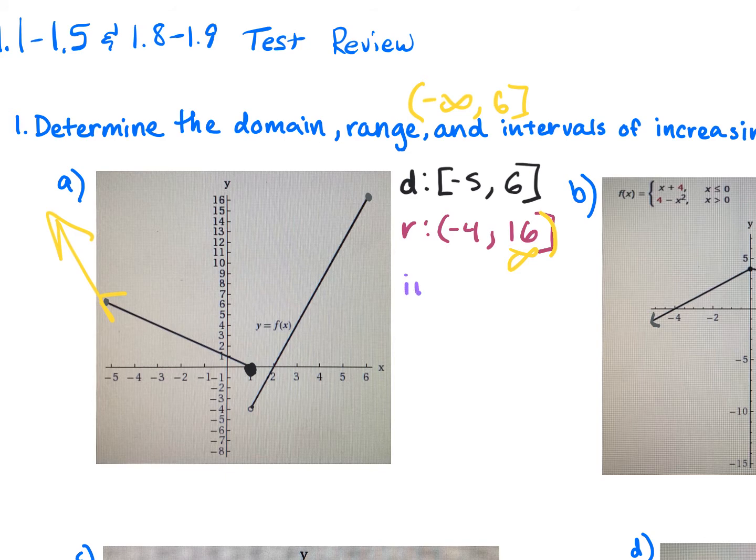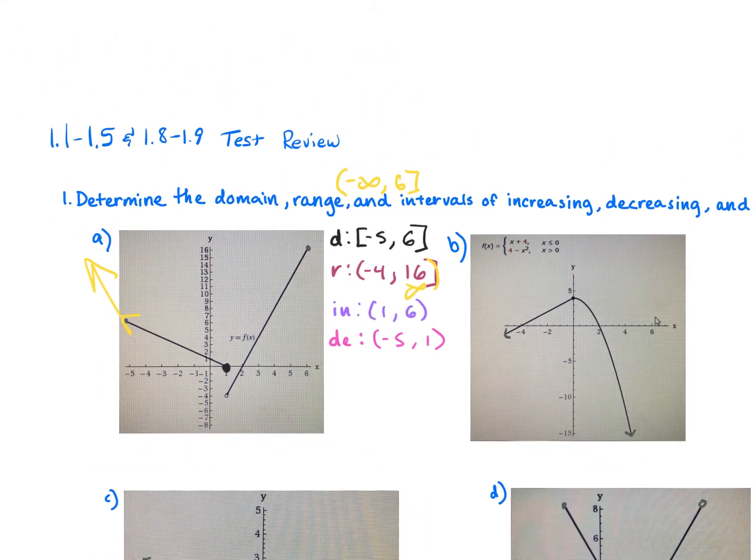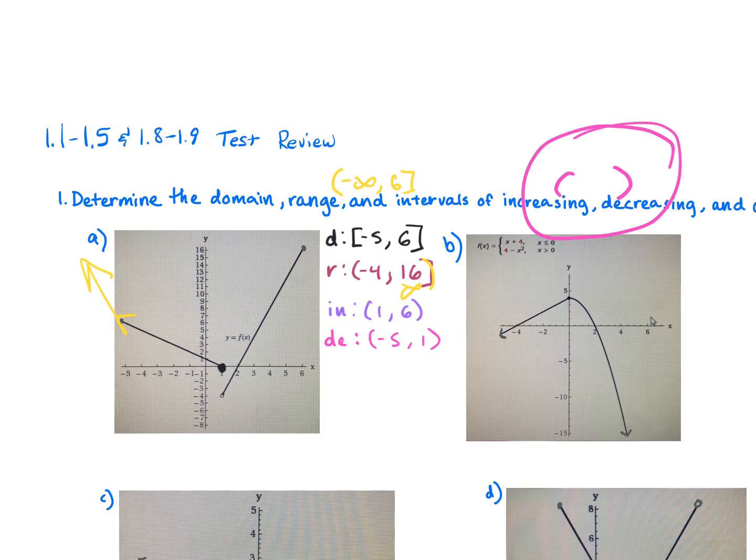Let's look at increasing. Where am I increasing? From 1 to 6. Increasing, decreasing, and constant are just my x values. Where am I decreasing? -5 to 1. Does it matter if we put brackets or parentheses for these? Increasing, decreasing, and constant are always, always, always parentheses.